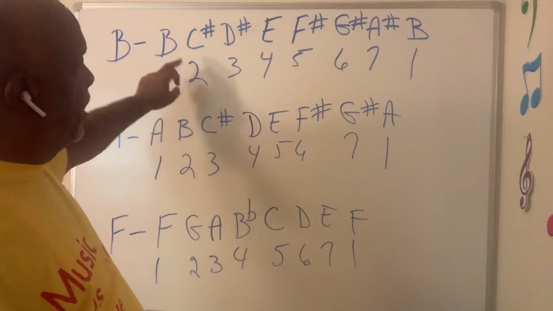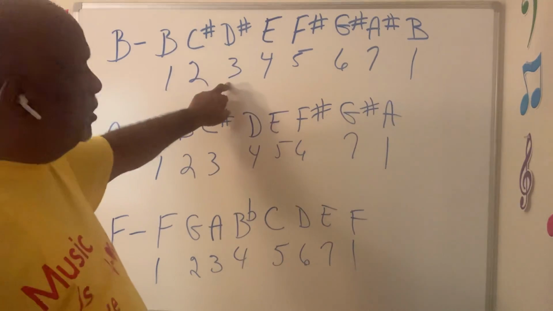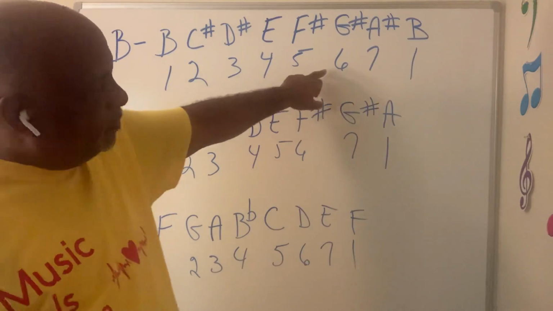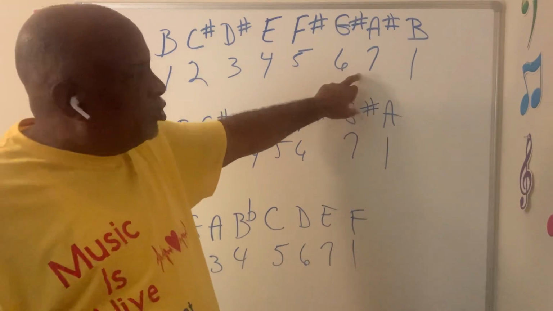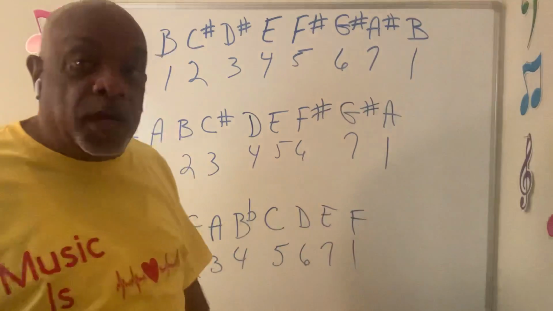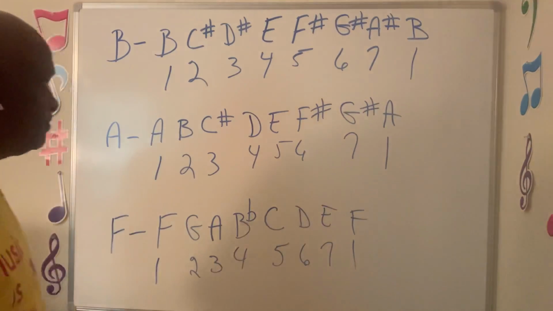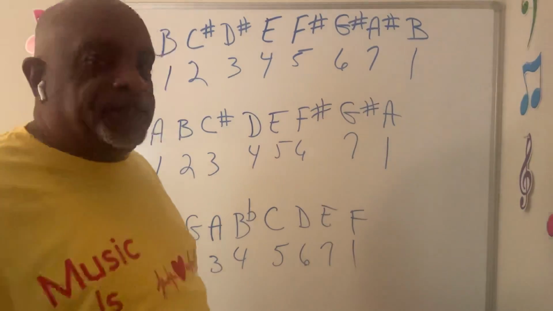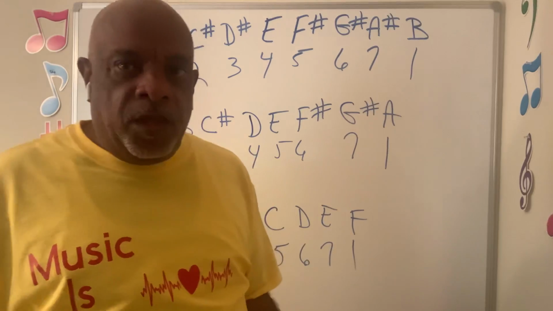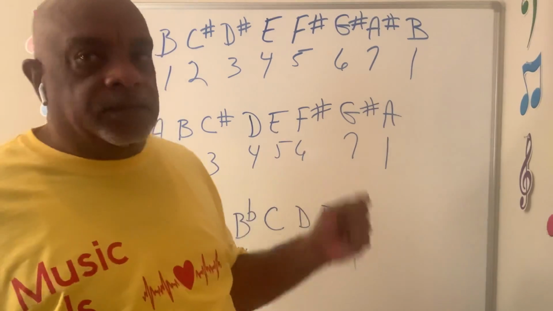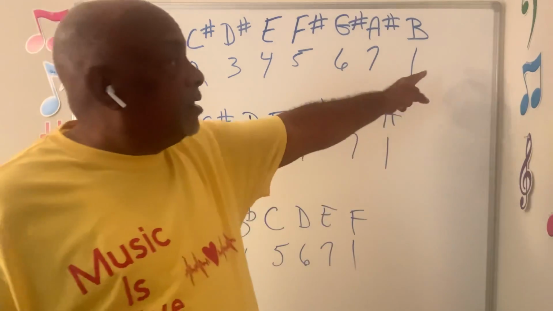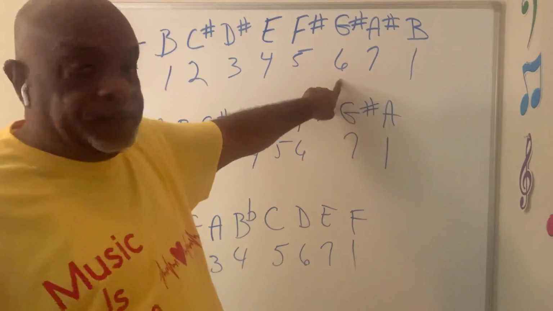One more time. B is the 1, C sharp is the 2, D sharp is the 3, E is the 4, F sharp is the 5, G sharp is the 6, A sharp is the 7, and back to the 1, B. Now, let's see if we can find the relative minor of B. Remember, in order to find the relative minor, we need to go up 6. But another way to find the relative minor is to come back 3.